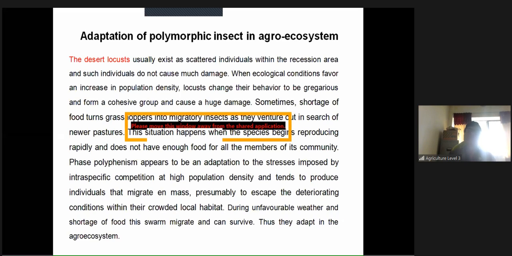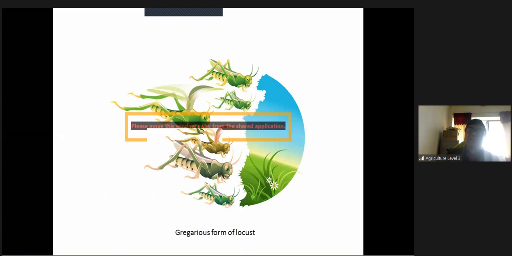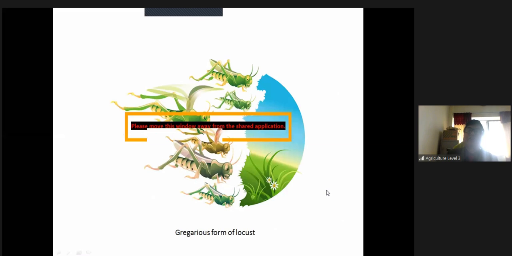Presumably, this is to escape the deteriorating conditions within their crowded local habitat. During unfavorable weather and shortage of food, these swarms migrate and can survive. Due to the food shortage or the unfavorable weather, the insects migrate from one place to another and they can survive. This way, the desert locust can also adapt in the agro-ecosystem. So this is all about the adaptation of the polymorphic insects.